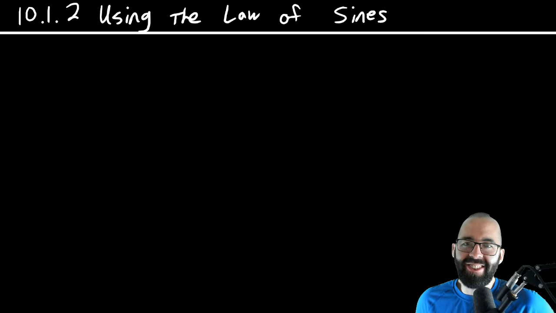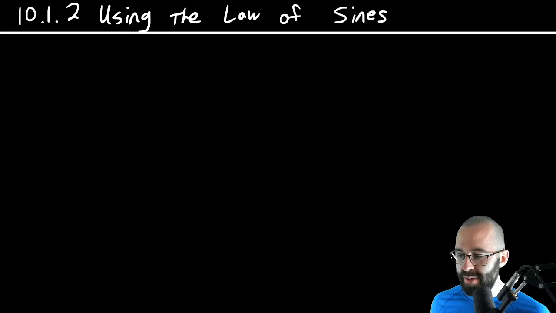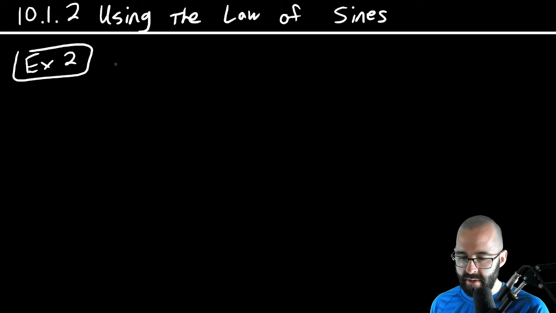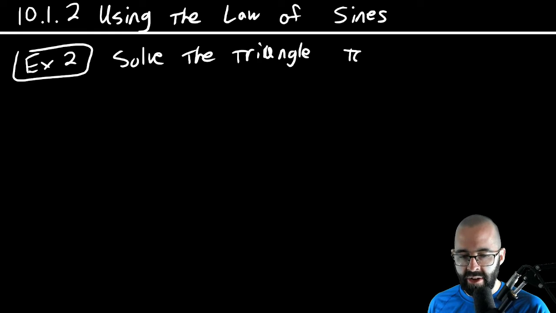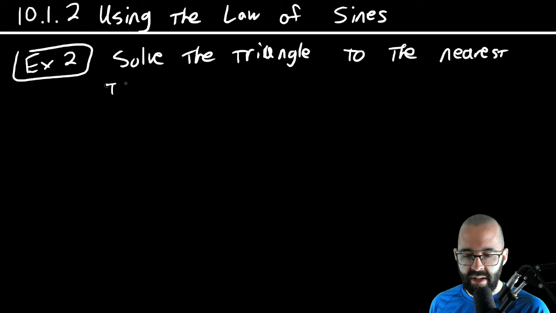All right, let's do the law of sines. Let's use it to solve some problems. So, example 2. Solve the triangle to the nearest tenth. We're going to be rounding pretty liberally here.